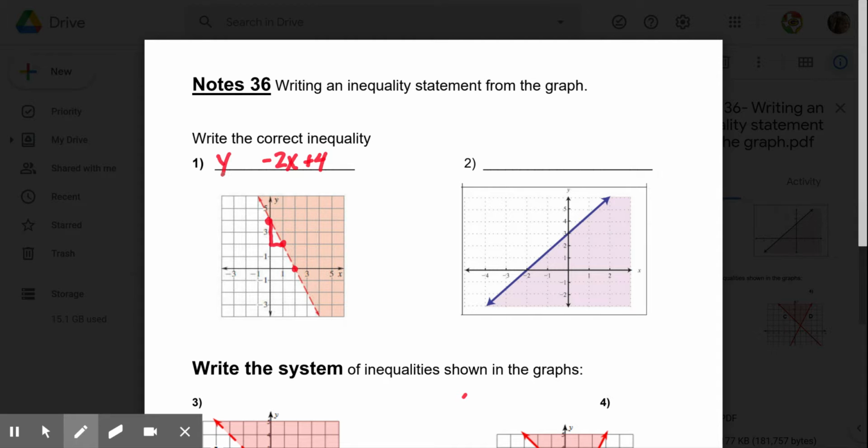So we're going to have y is, and the area is shaded above the y-intercept of 4, which means it's going to be greater than. And it's a dashed line, so we will just leave it as greater than and not put a line underneath it for equal to.